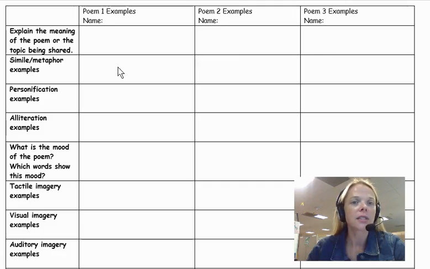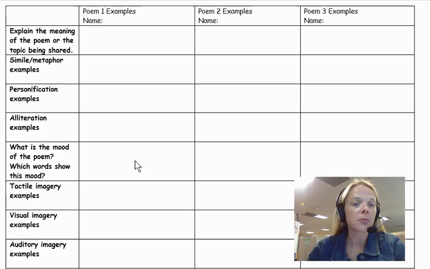You're going to write down all the similes and metaphors found in each of your poems. So in poem 1, did you find similes and metaphors? In poem 2, same question. Poem 3, same question, and you are going to write them out. Were there examples of personification? Alliteration? Explain the mood of the poem.